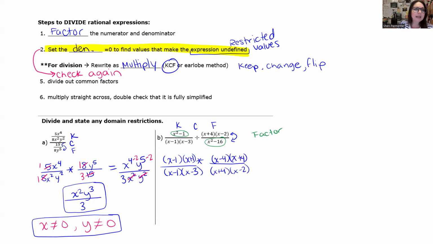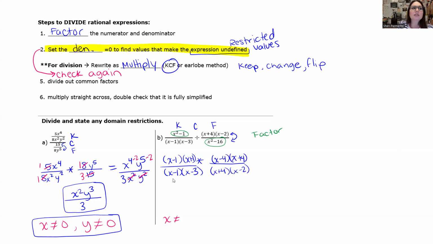And from here, I can go and write my restricted values. So remember that restricted values come from the denominator, except we have to take into account that this was the original denominator. So we have to look at the denominator of the first and both the numerator and denominator of the second. And I'm just going to go through to make it simple.